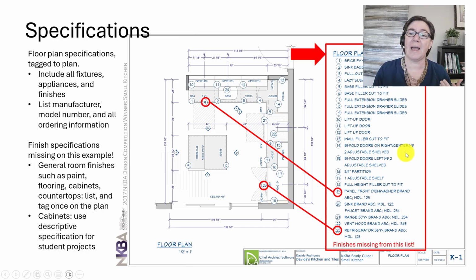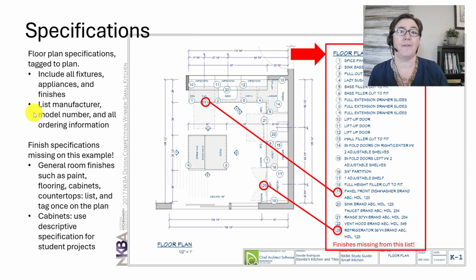And then for everything in your specification list, you need to include a short name so that we know exactly what you're talking about. A manufacturer, a model name and model number, depending on what that manufacturer has available. And then any other information that could be required to successfully order that product. All right, so let's take a look at an example.